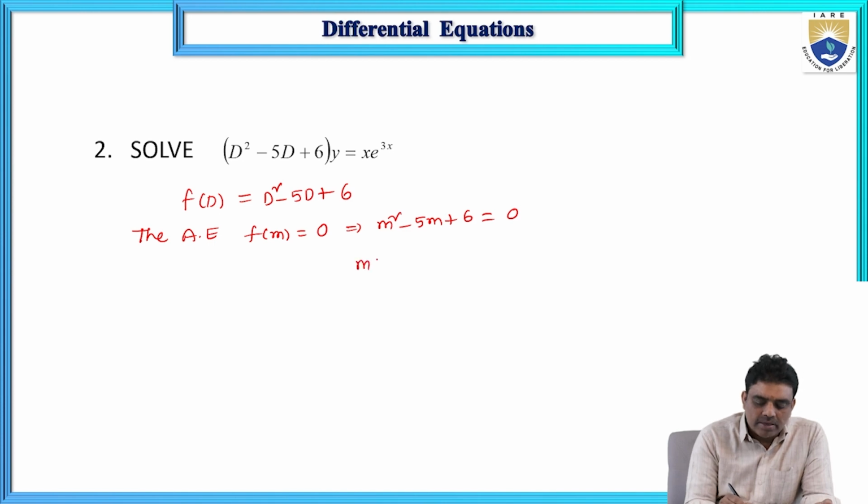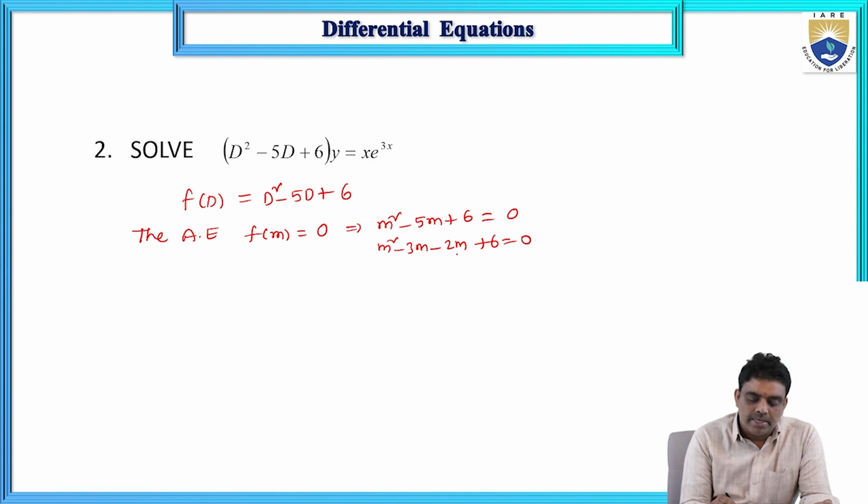Or I can write in factor form m square minus 3m minus 2m plus 6 is equal to 0. So adding the middle terms, minus 3m minus 2m, we get minus 5m, and minus 3m into minus 2m gives 6m square. Now I'm taking out m in the first 2 terms, m into m minus 3, minus 2 and take outside m minus 3 common, you will get m minus 2 into m minus 3.